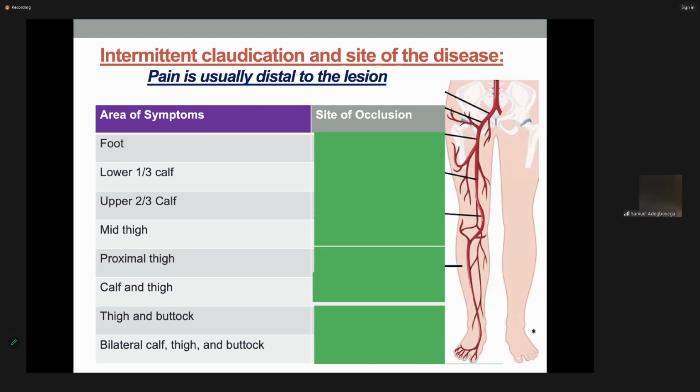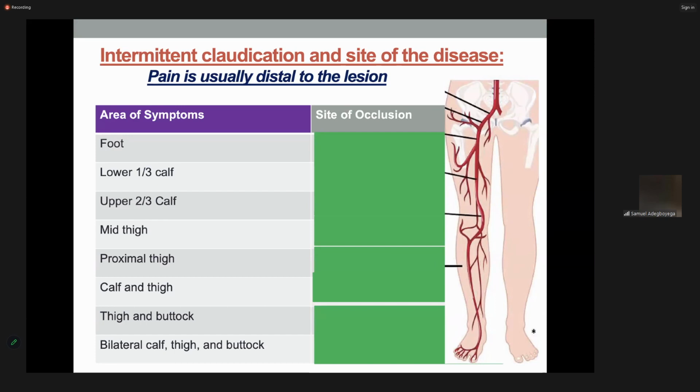If a patient is having calf pain, Debbie, where could be the site of occlusion? The SFA. Why can't you just say popliteal? Because that's only lower calf. That's right. So when you say calf pain, you got to ask me, where exactly is your pain? Lower 1/3, upper 2/3, right?